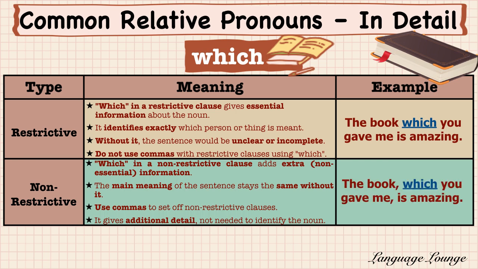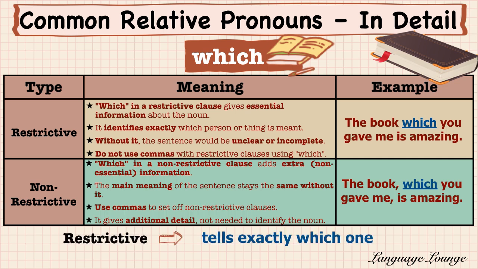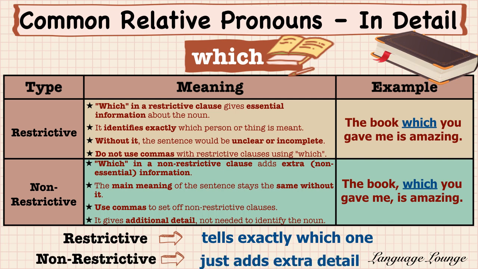Example: the book, which you gave me, is amazing. Here, the main point is simply that the book is amazing. The part which you gave me adds extra detail but isn't necessary to identify the book. Summary: restrictive, needed information, no commas. Non-restrictive, extra detail, use commas.